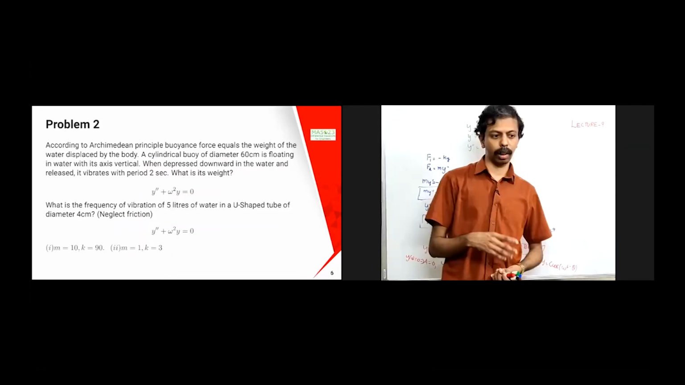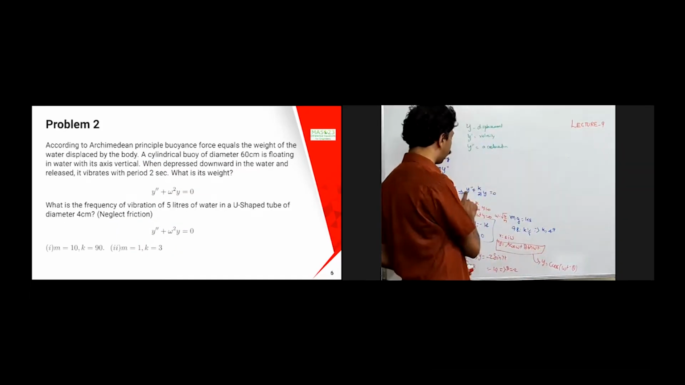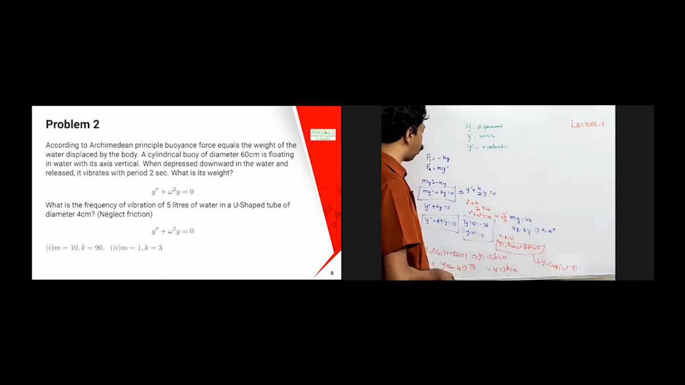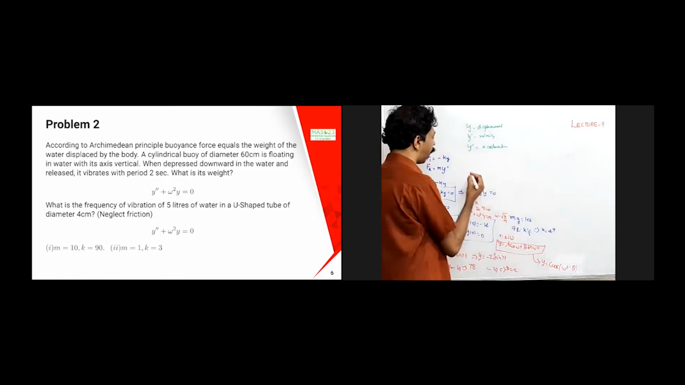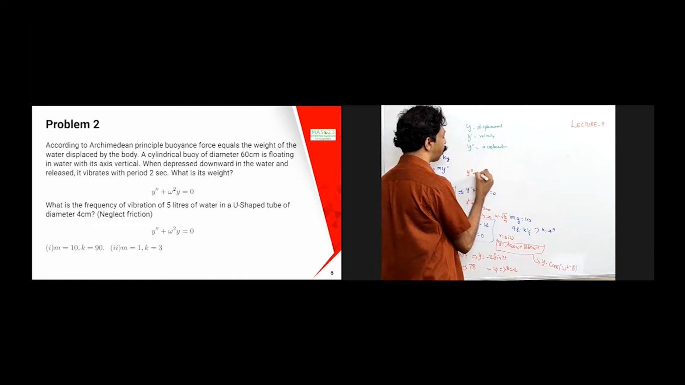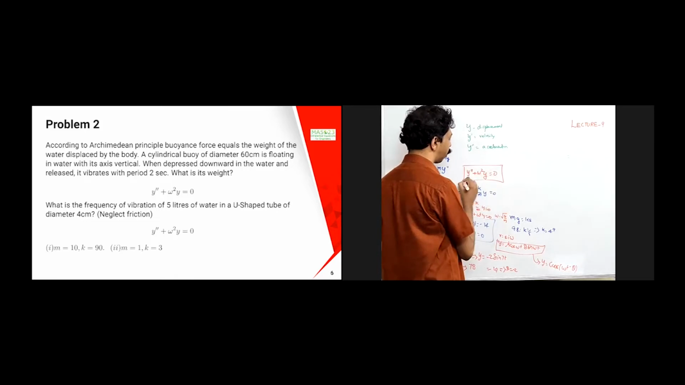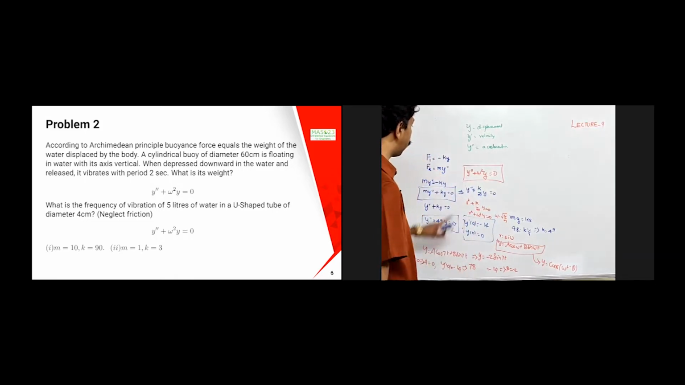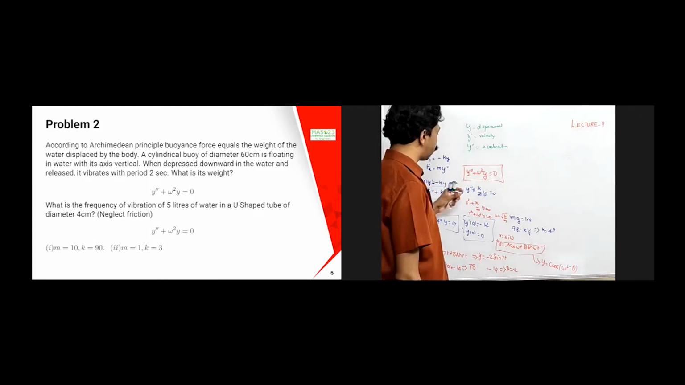So next, I'm just going to give a similar kind of problem, like y double dash plus k by m y equal to 0. Now we are going to solve a similar kind of problem. I'm not going to solve it fully, I'm just going to give the idea of how you get it. Similar kind of thing, y double dash plus omega square y equal to 0. So this is going to be the solution for this kind of problem, the equation of motion.